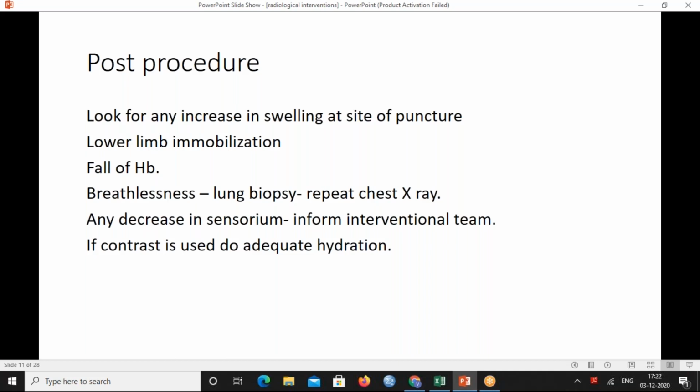increase in pneumothorax. Any decrease in sensorium, for any supra-aortic intervention, which is an intervention done in the region of the neck or in the carotid, any decrease in sensorium should be immediately informed to the interventional team, and they will plan accordingly whether a CT or an MRI is required. And if contrast is used in an IR procedure, it's better to do adequate hydration post procedure also.